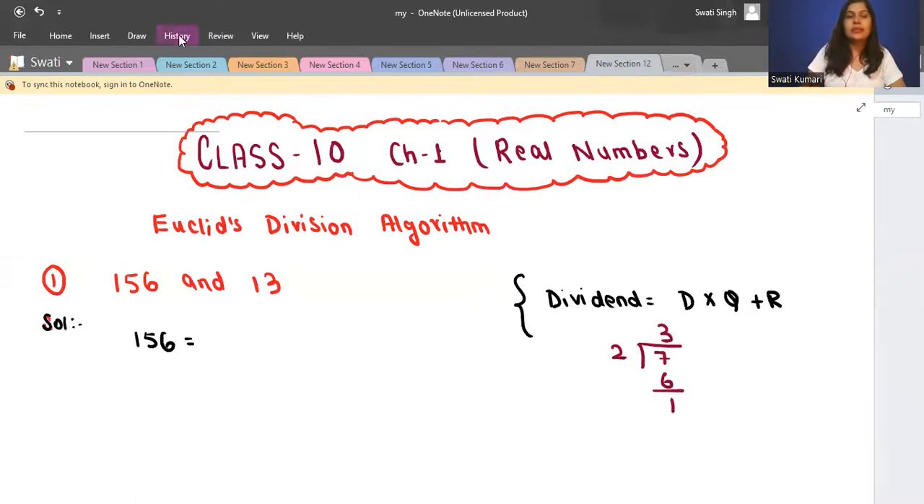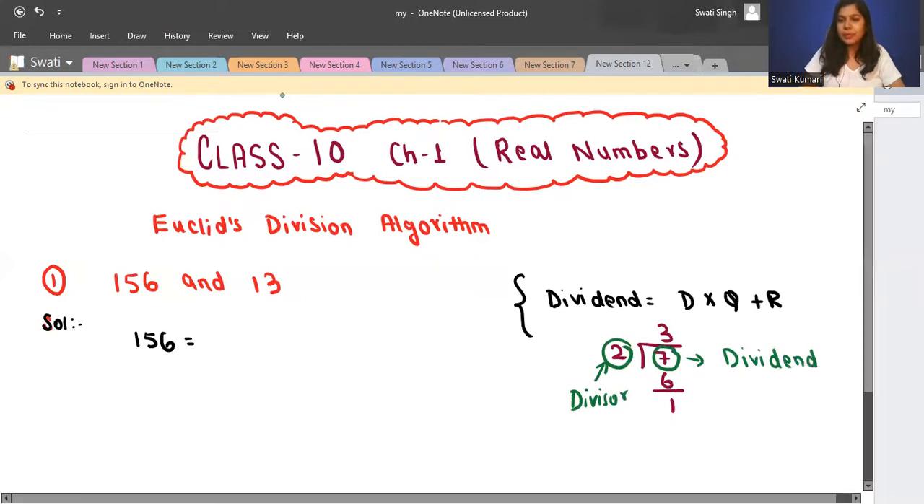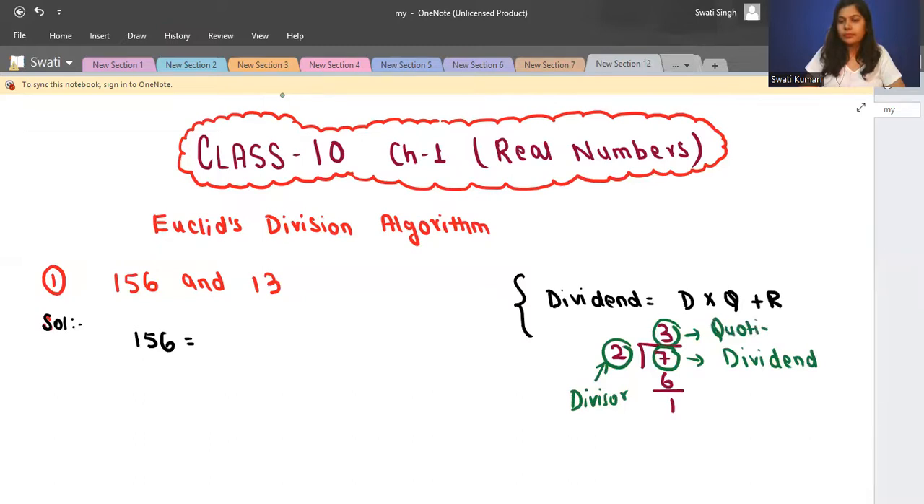Now in this, I'll just highlight everything for you. This number is called divisor. This number is called dividend. This number is called quotient, and this number is called remainder. Some students also say reminder, but no, it's not reminder, it's remainder. So make sure you use the correct pronunciation. So that is a remainder.